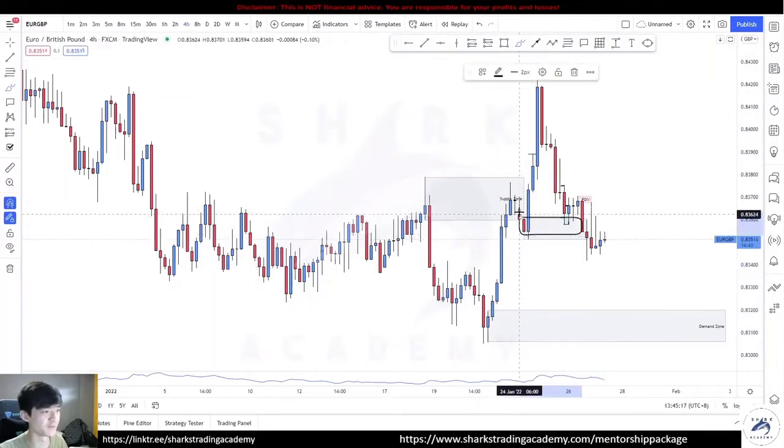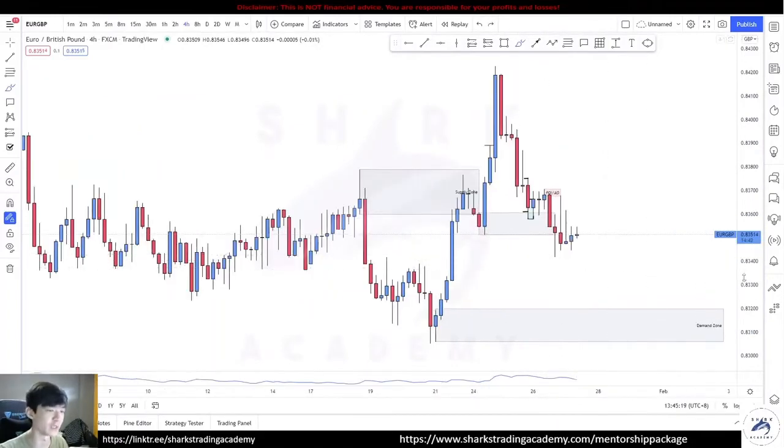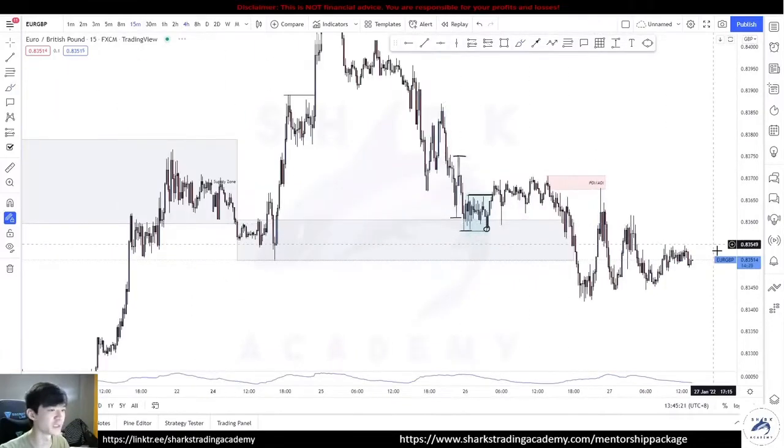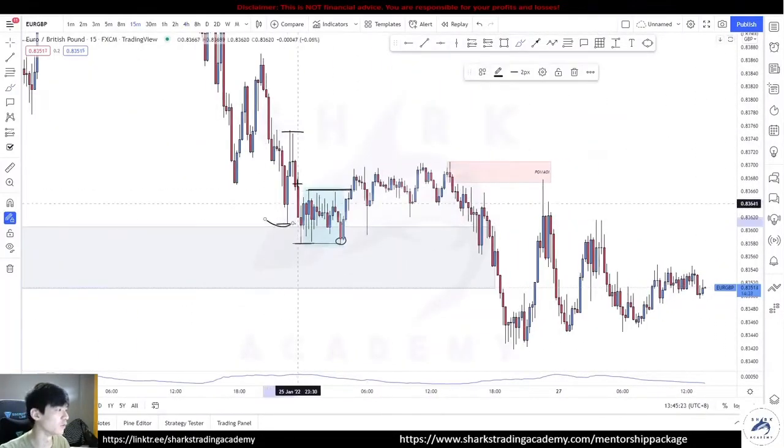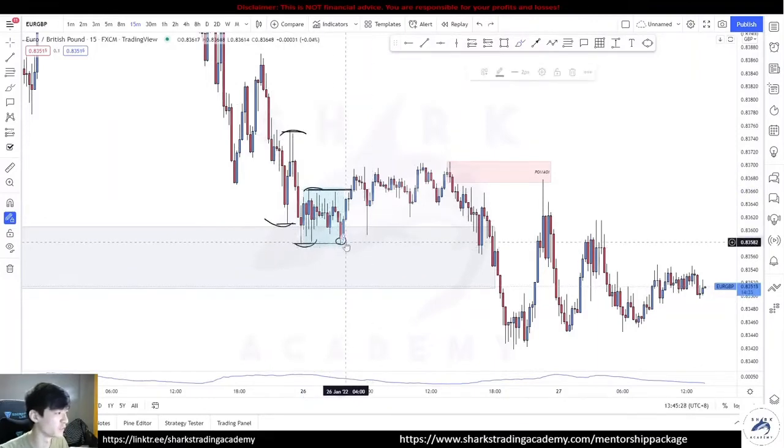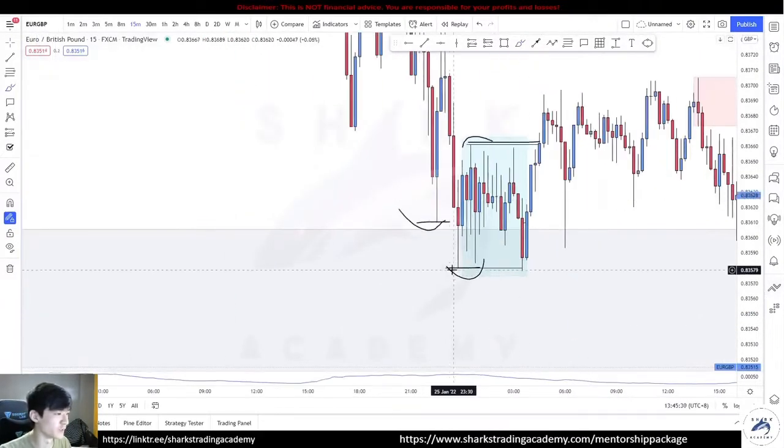Now this becomes a flip zone for me to get involved, and clearly we did get involved. On the 15 minutes time frame, you can see lows, highs, lower low. Right, let me just remove all of this for you to be able to see it clearly. So can you see that this is a lower low?